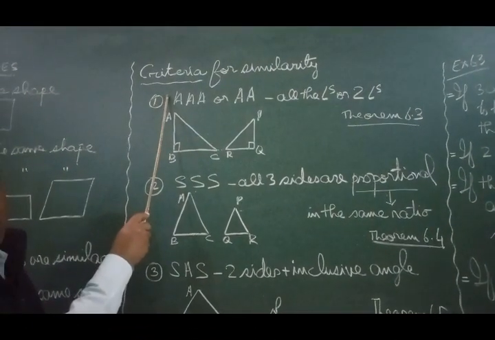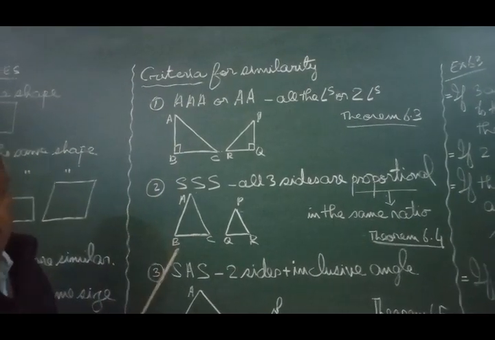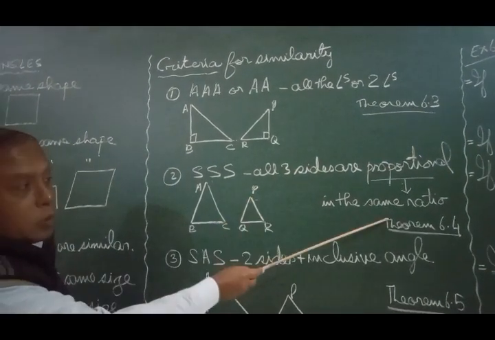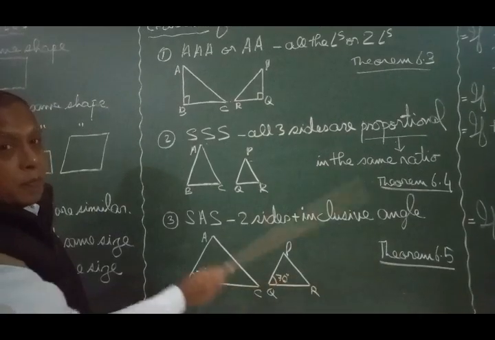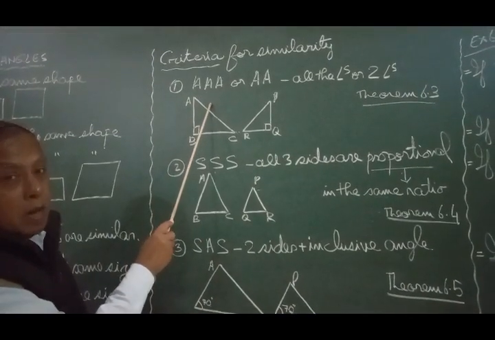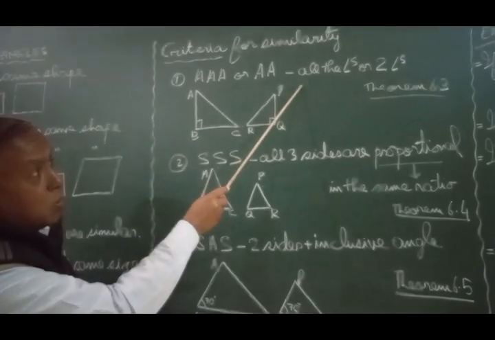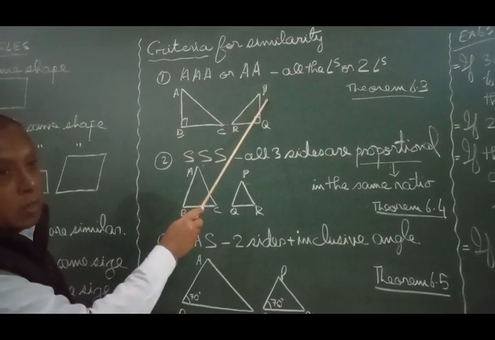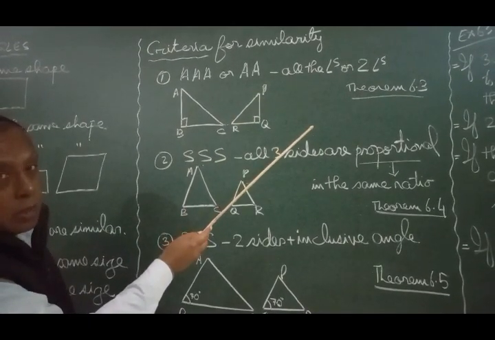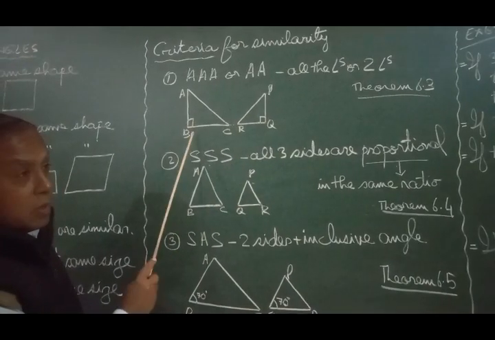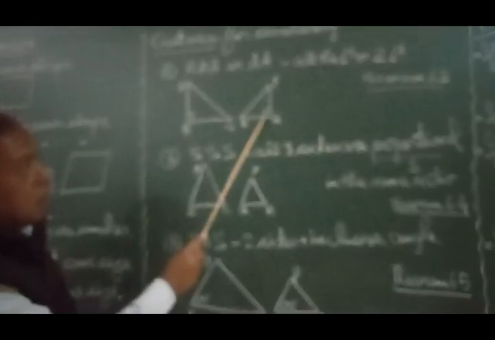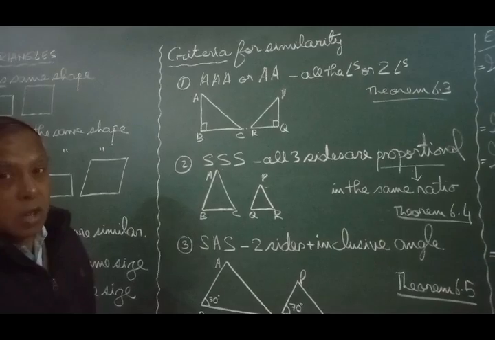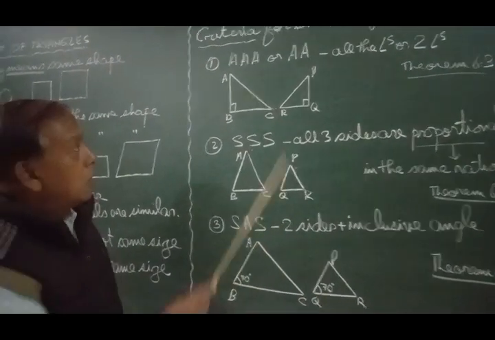We now go to the criteria for the similarity of triangles, and we have three criteria which also form theorems 6.3, 6.4 and 6.5. The first criterion, triple A: the three angles of one triangle are equal to the three angles of the other triangle. It can also be two angles, because then the third angle will automatically be equal. Look at this, one right angle here, one right angle, and this angle equals this angle, and this angle equals this angle. All three angles are equal from one triangle to the other, triple A.